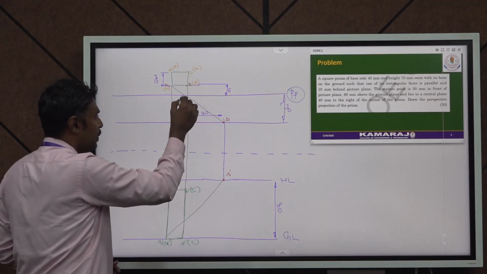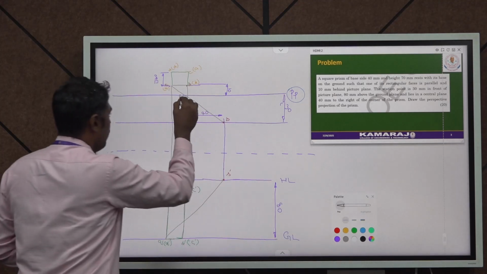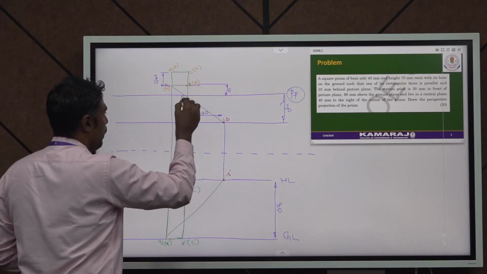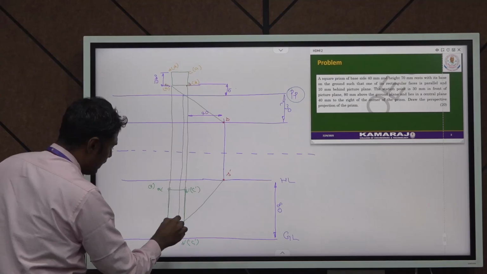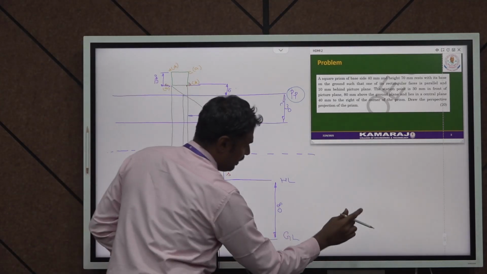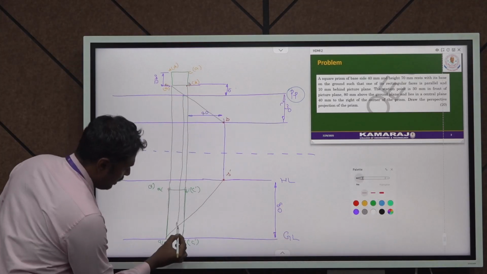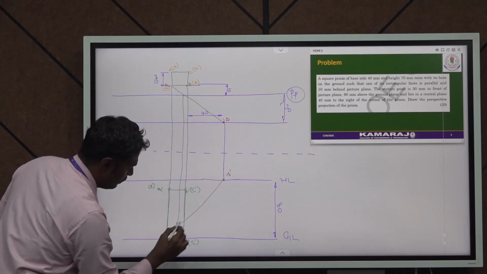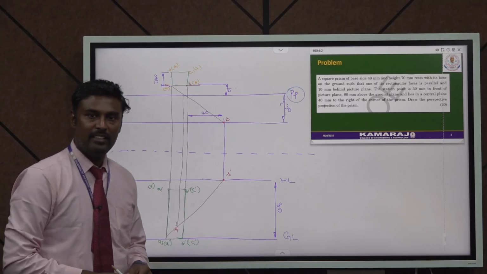From that point of intersection you have to draw a projection line. Again from this point I am going to draw a projection line which should be parallel to the other projection lines, and these projection lines intersect at this particular line. Here you have one point. This point is known as A1. Can you understand this?